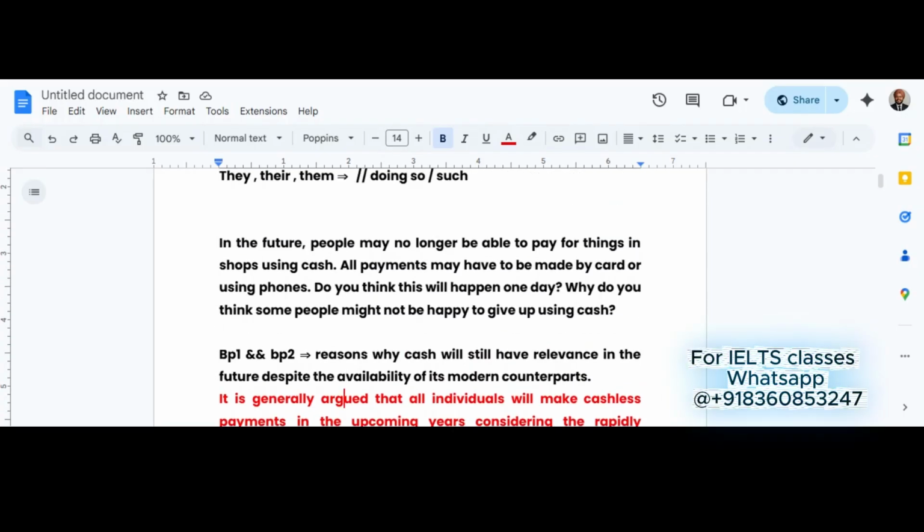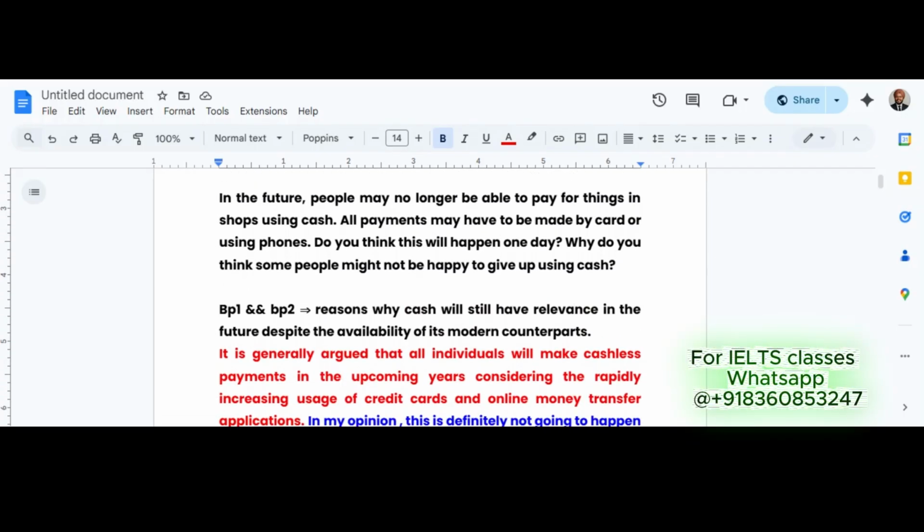So I'll take help of this topic. You can see here, this is the topic. In the future, people may no longer be able to pay for things in shops using cash. All payments may have to be made by card or using phones. Do you think this will happen one day? This is the first question. And the second question is, do you think some people might not be happy to give up cash? So there are two questions.